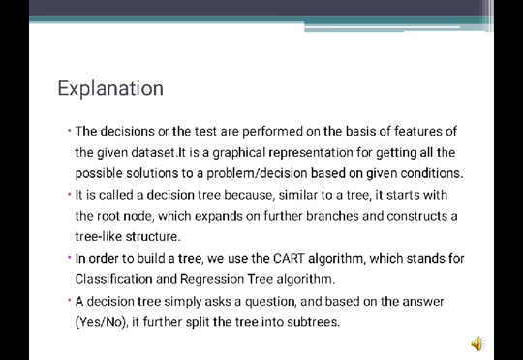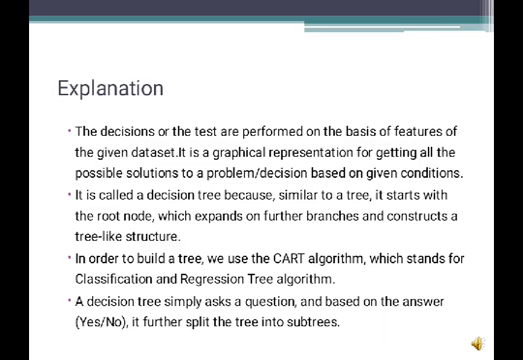It's a graphical representation for getting all the possible solutions to a problem or decision based on the given conditions. It's called a decision tree because it's similar to a tree. It starts with a root node which expands into further branches and constructs a tree-like structure. In order to build a tree, we use the CART algorithm, which stands for Classification and Regression Tree algorithm.